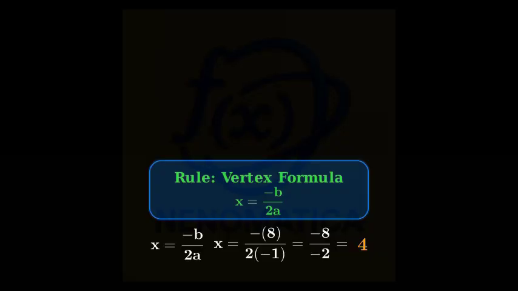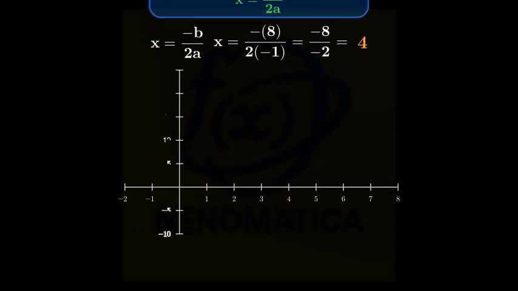Step 2. Find the x-coordinate of the vertex. Use the vertex formula x equals -b over 2a. Substituting a equals -1 and b equals 8 gives x equals -8 over 2 times -1, which simplifies to x equals 4. Let's mark that on the graph.